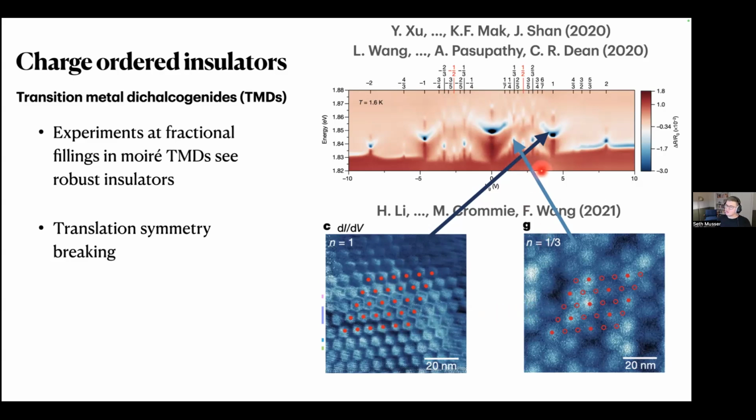But then they tuned to 1/3 filling by using this dual gating. And when they did the STM, they found some translation breaking. This looks like a √3 by √3 charge order.